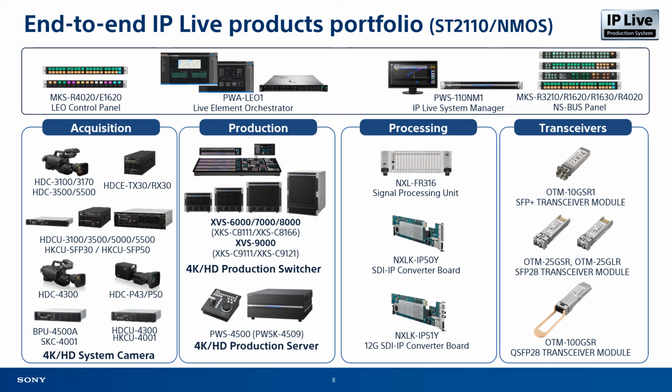These IP converter boards include the frame and the transceivers, which are mainly for fiber connection, either 10G, 25G, or 100G transceivers. On the upper square box to the right is our Live System Manager routing station, which again replaces the traditional SDI router, but physical panels are available to choose for operation. And to the left, Live Element Orchestrator is the top-level control software to manage the facility, which also provides physical panels for setting changes.